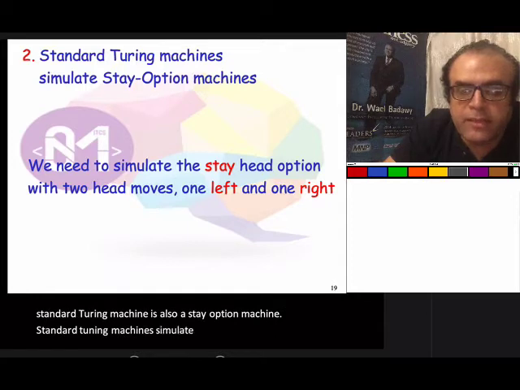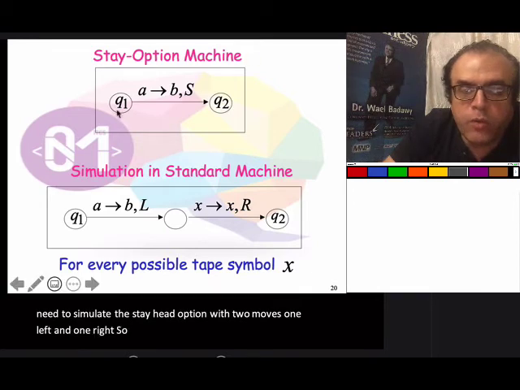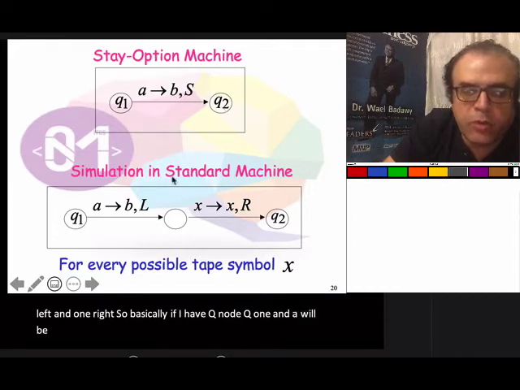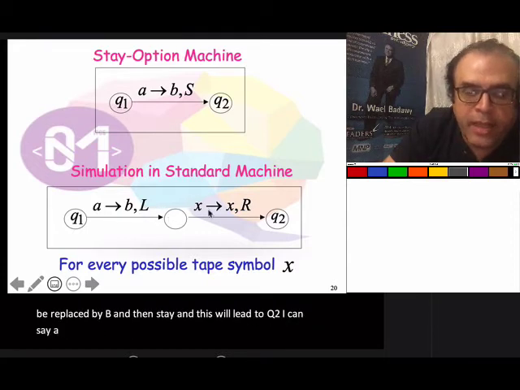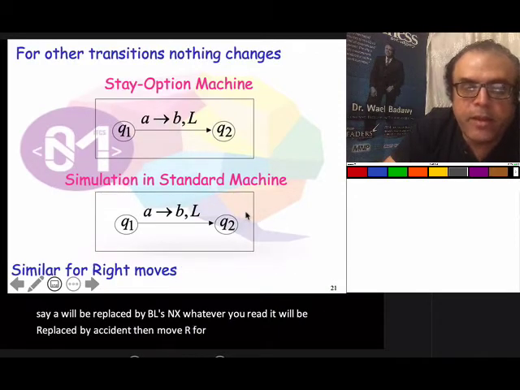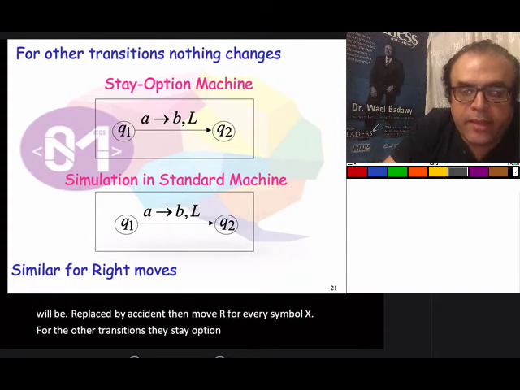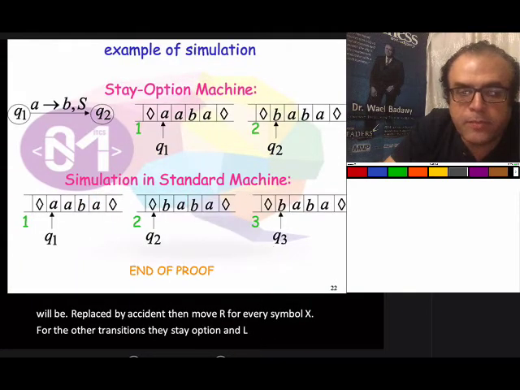We need to simulate the stay-head option with two moves, one left and one right. So basically, if I have node Q1, and A will be replaced by B and then a stay, and this will lead to Q2, I can say A will be replaced by B and L, then X, wherever you read, it will be replaced by X, and then move R for every symbol X. For the other transitions, the stay option and L, so I can simulate the same option.